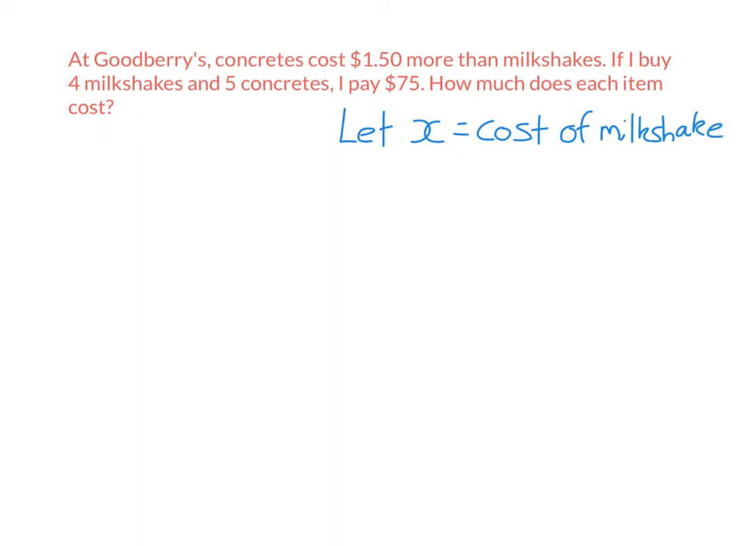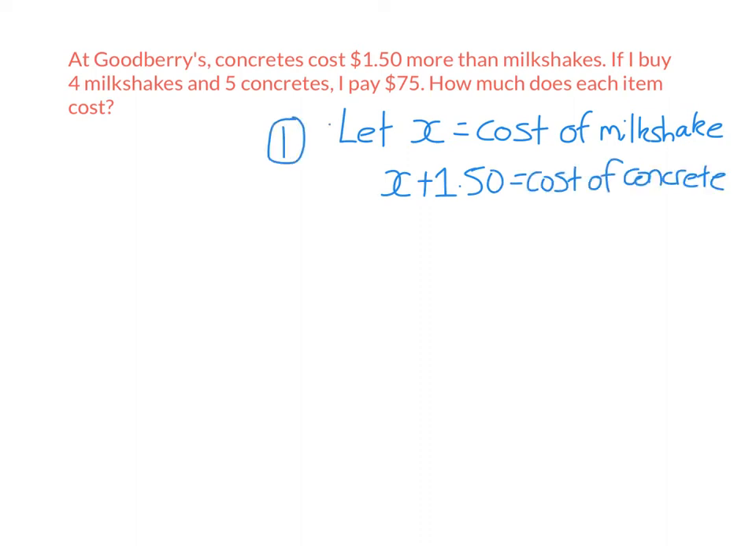So instead of letting y be the cost of a concrete, I'm going to write it in terms of x. So the cost of a concrete is the cost of a milkshake plus $1.50. So that would be the cost of a concrete. So step 1 is define your variables as I've done here.